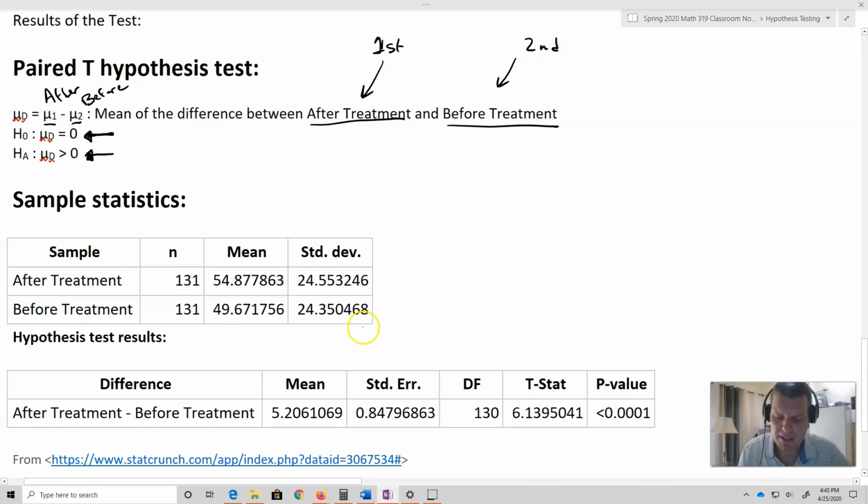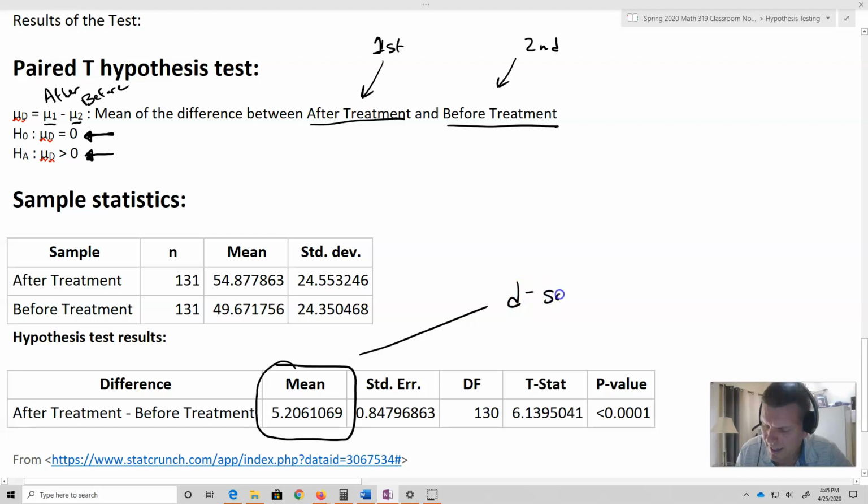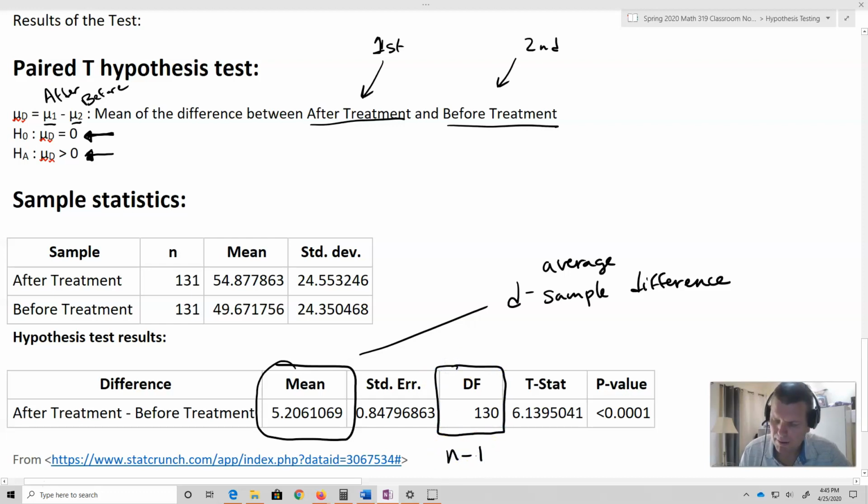Then I've got some sample statistics. The after treatment has a mean of 54.877, and the before had one of 49.67. So that at least suggests that maybe there's a difference. And then I go down here, and this is what's called D, the sample difference, or the average sample difference. You've got your degrees of freedom, 130. If you remember, that's n minus 1. And then we have my t-stat of 6.1395.